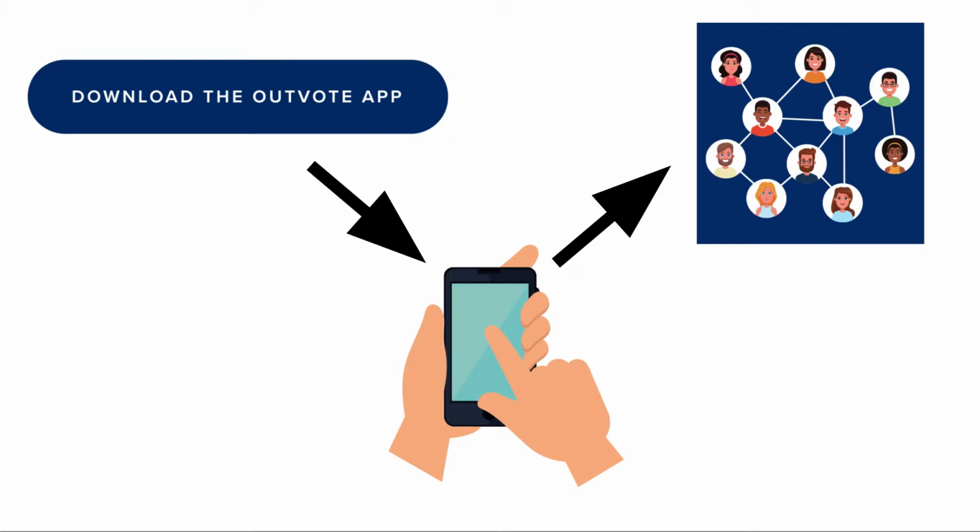So how does it work? It's very simple. First, you'll download the app by clicking the button below this video. Then you'll be able to send pre-written messages to your friends and provide them important voting information. Once you confirm they have a plan to vote, invite them to join our Outvote campaign so they can contact their friends too, and it grows from there.